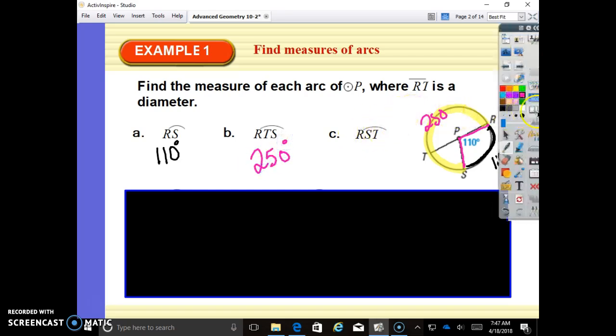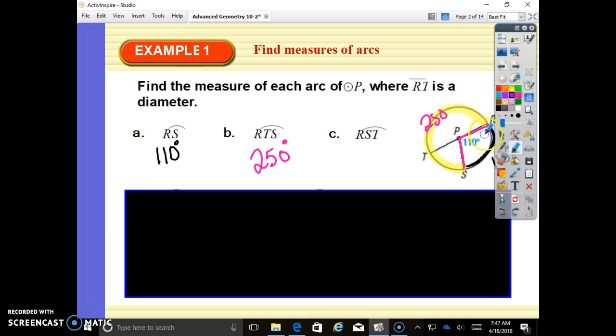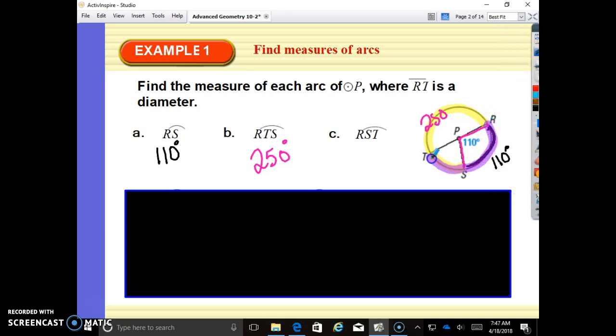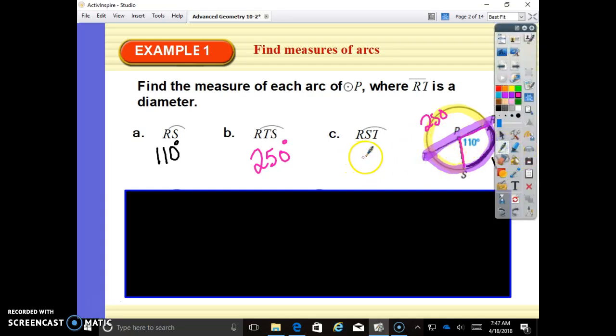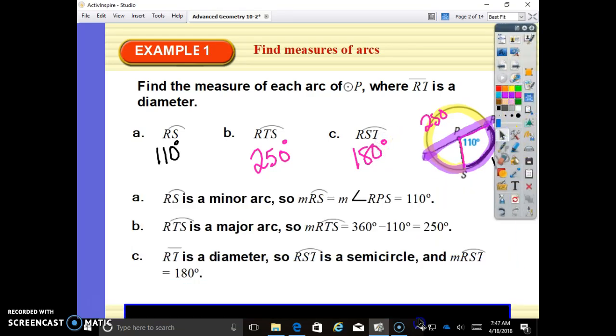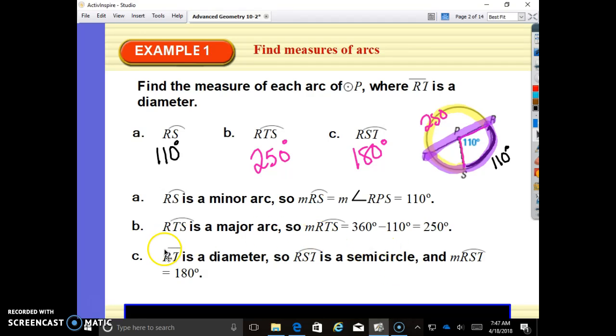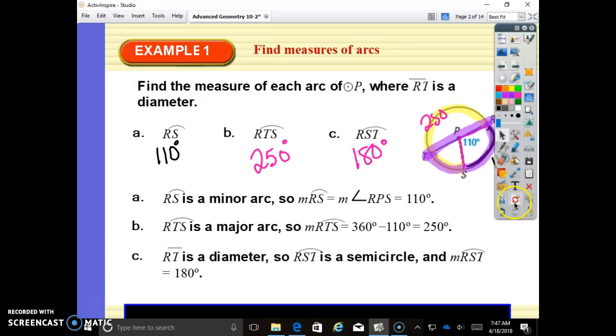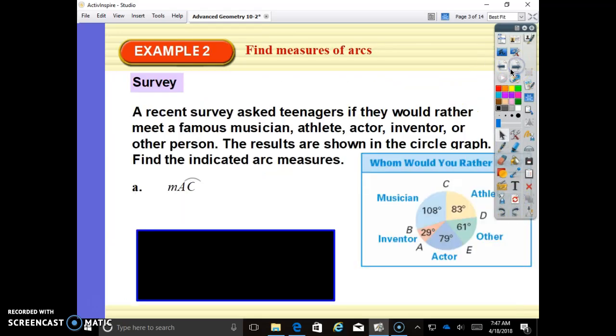And what about RST? Well, where's RST? That is half of a circle. It is a semicircle, right? Hemisphere, semicircle, half a circle. From R through S to T, that's 180 degrees because the diameter splits the circle in half. So we have our semicircle at 180 degrees, we have our major arc at 250 and our minor arc at 110. Not too bad so far.